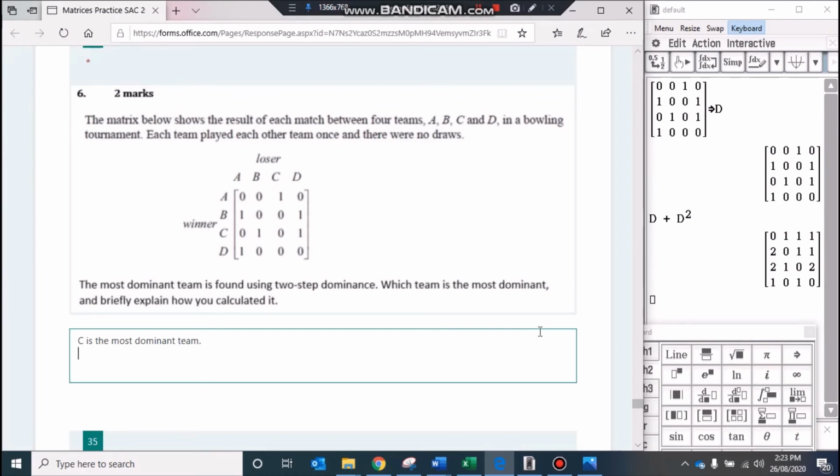Now, briefly explain how we calculated it. Well, what we did was we calculated the total dominance, total two-step dominance, using D plus D squared, and to show squared, you can write this little caret, and then sum the rows. That's all we needed to do.